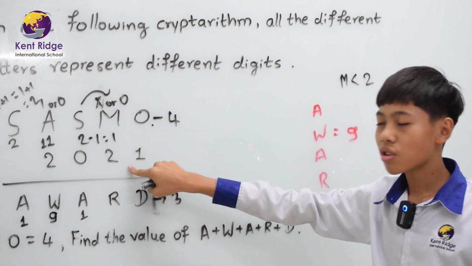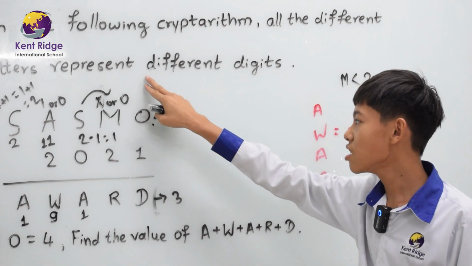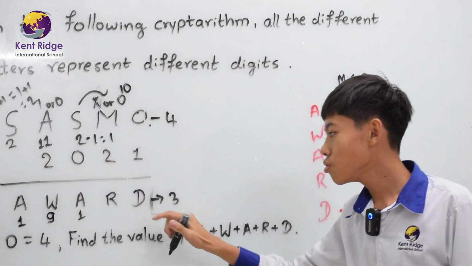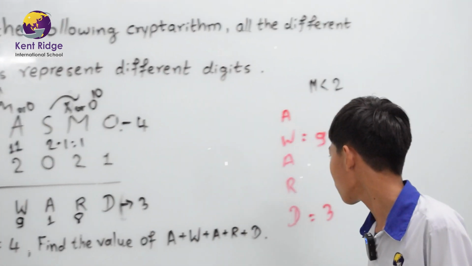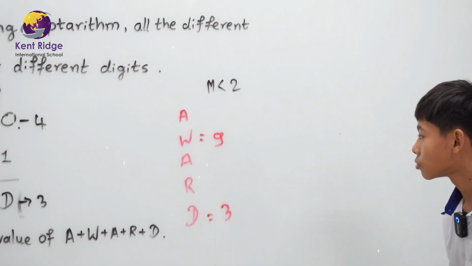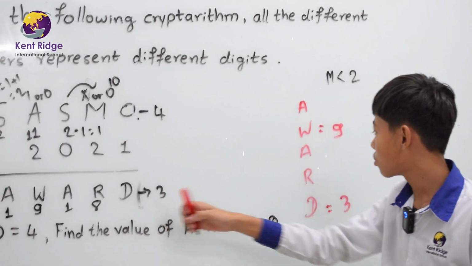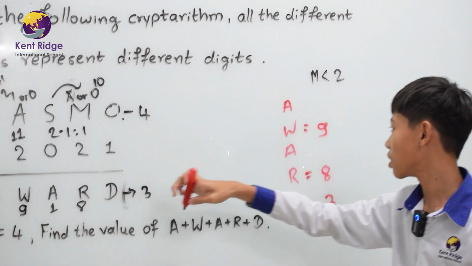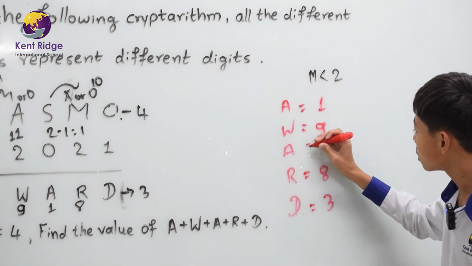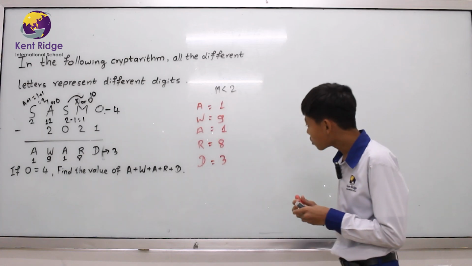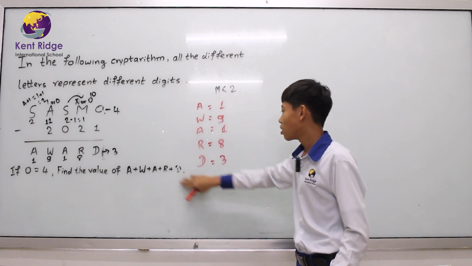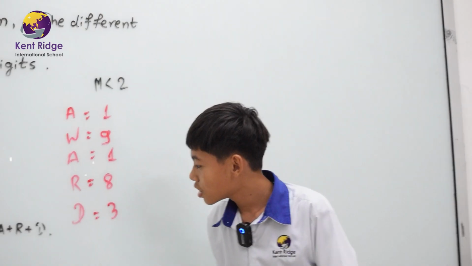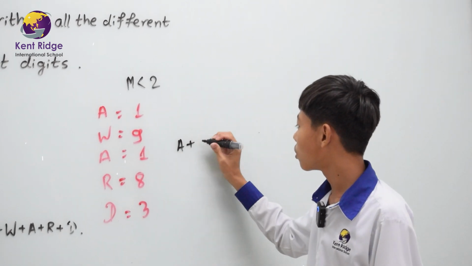And 0 minus 2 cannot, so it takes one digit from S here, so it could get 10. So 10 minus 2 equals 8. So we get R equals 8 here. And A, we already found that A equals 1, so we put A equals 1 here and A equals 1 here. So now we got all the numbers for all the digits here, but it's not over yet because we have to add them all together.